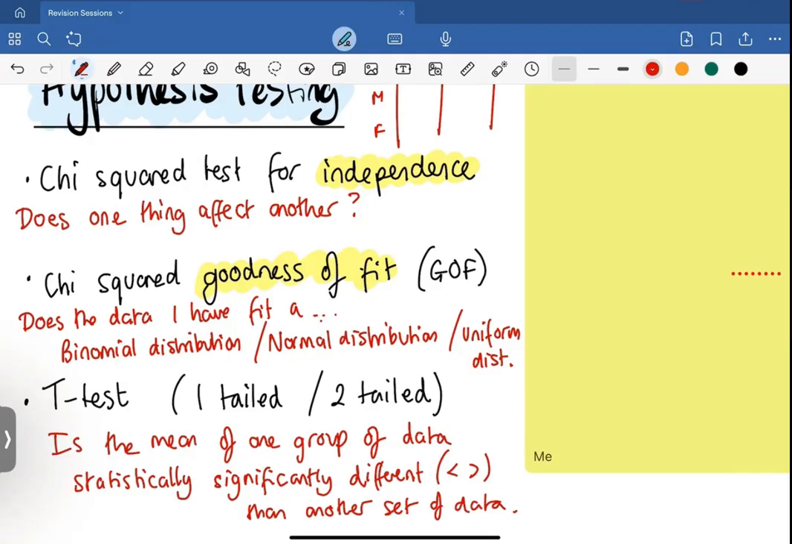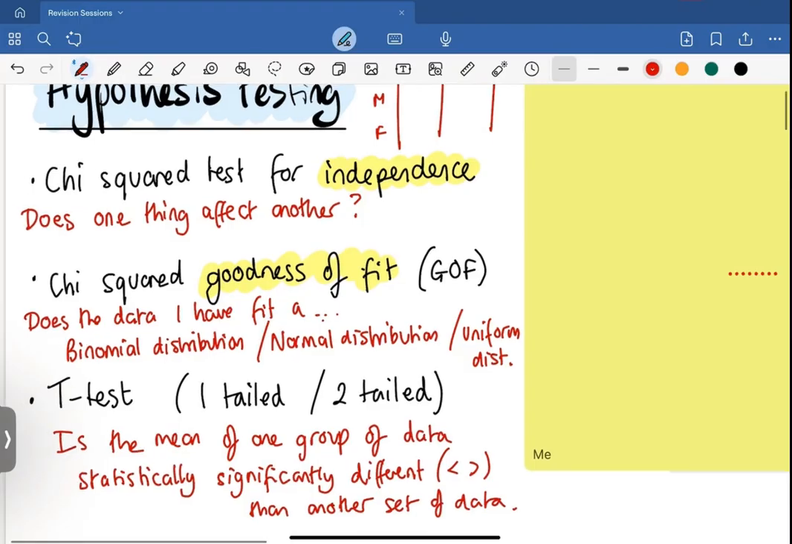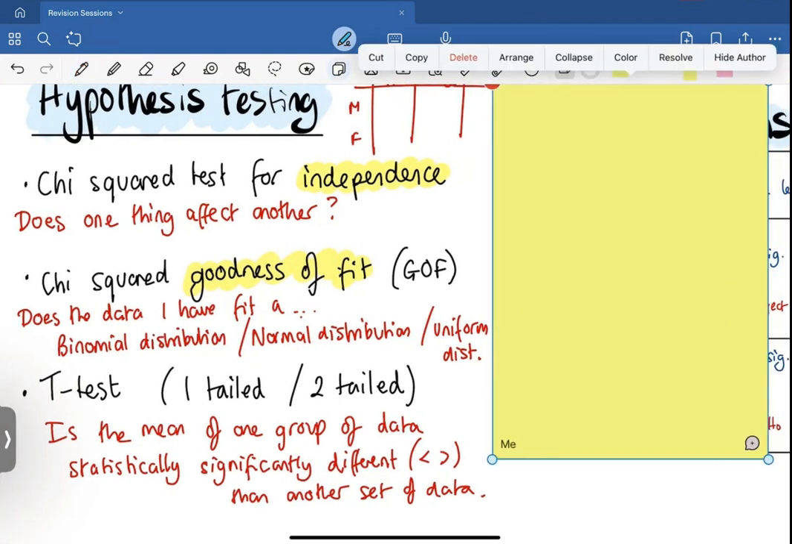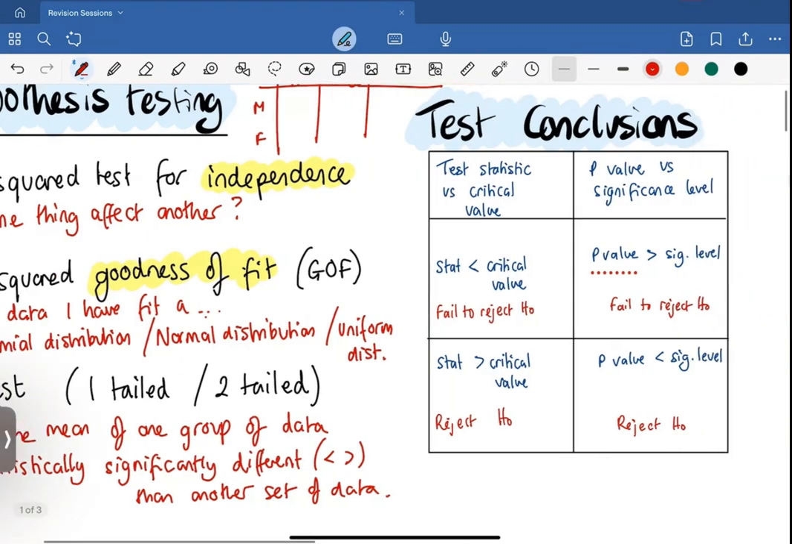Okay, so the ones that people usually get confused are the chi-squared test for independence and the chi-squared goodness of fit, but I'll talk about some ways of spotting which type of question it is later on. The t-test is a bit easier to spot, and we'll talk about some ways of checking that out. Now, before we actually do the tests, a quick reminder of our conclusions for the tests.